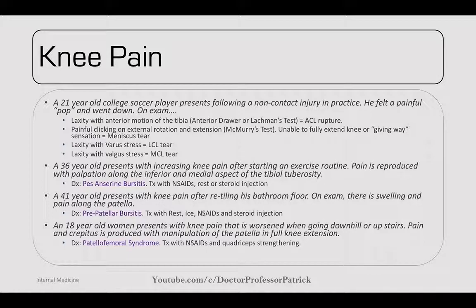Next case, we've got a 36-year-old who presents with increasing knee pain after starting an exercise routine. Pain is reproduced with palpation along the inferior and medial aspect of the tibial tuberosity. This is a pes anserine bursitis. You can treat this with NSAIDs, rest, or a steroid injection.